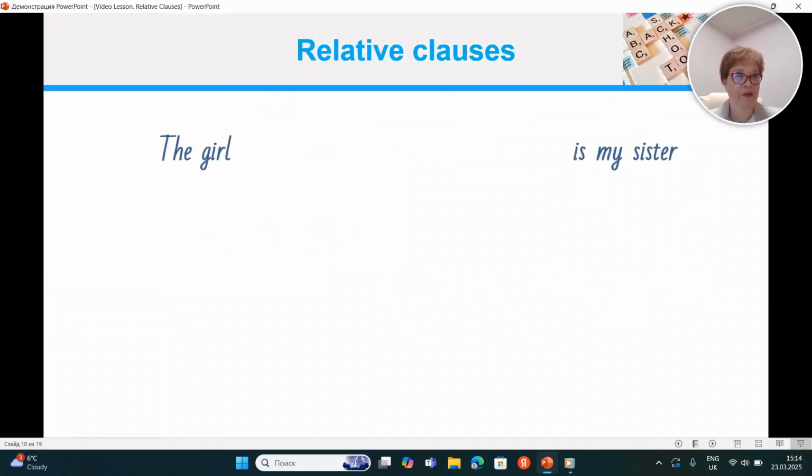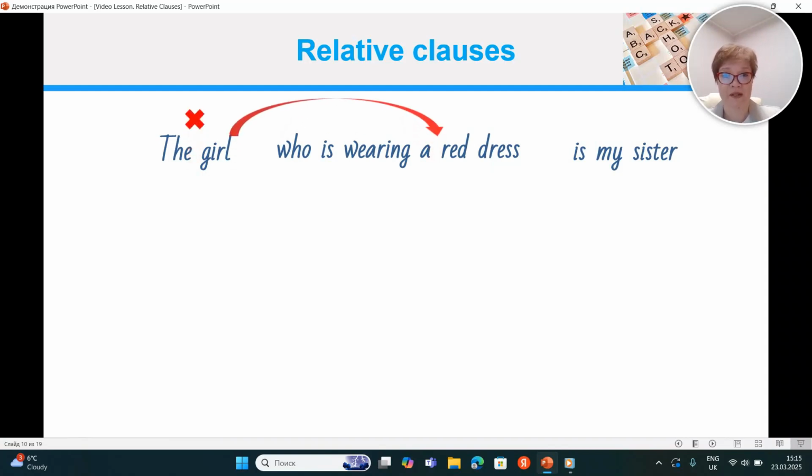Not all relative clauses work the same way. Some are essential, they are defining, while others just add extra details, they are non-defining. Look at this sentence. The girl who is wearing a red dress is my sister. We need who is wearing a red dress to know which girl we are talking about, and that sentence is essential.